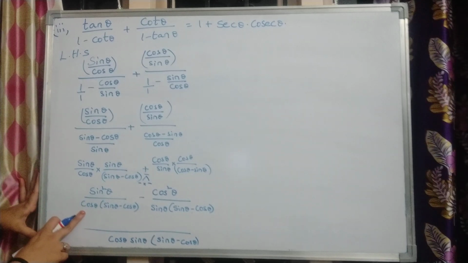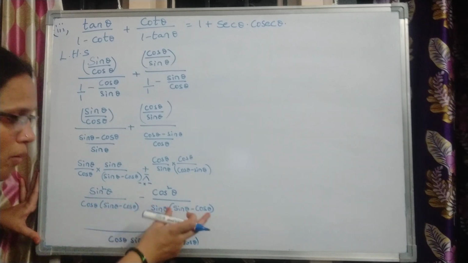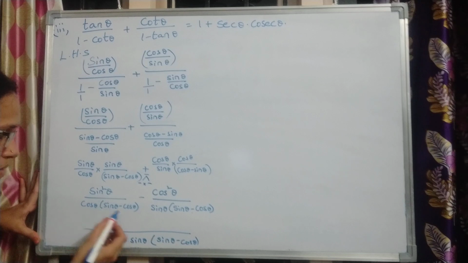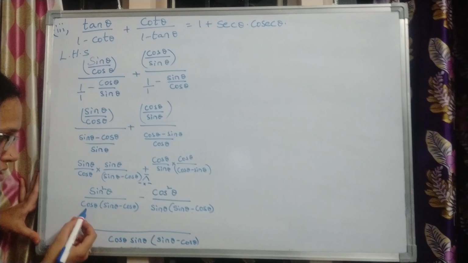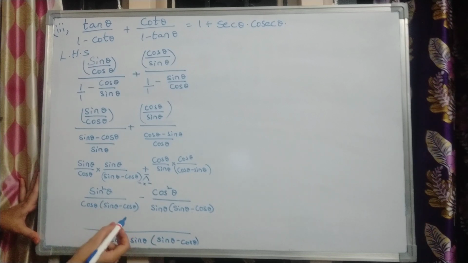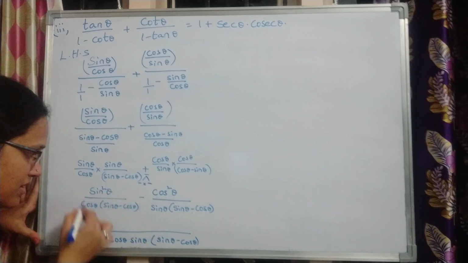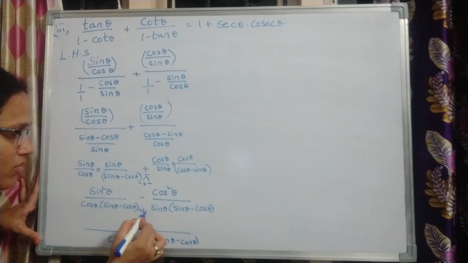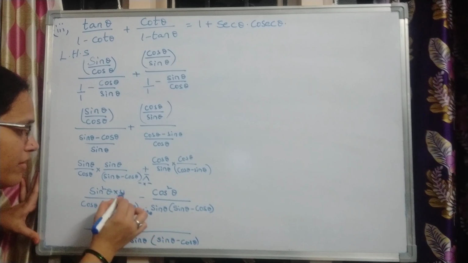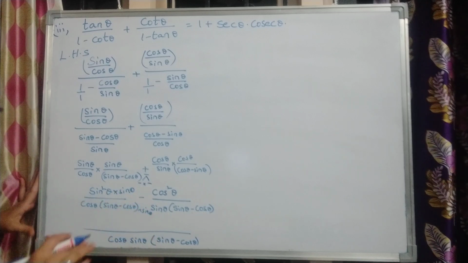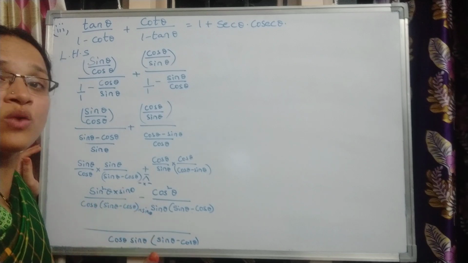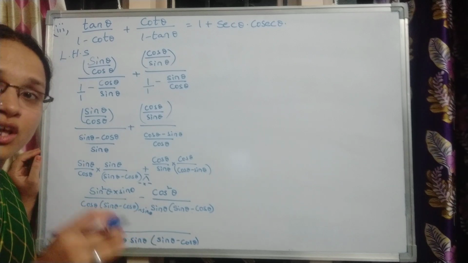Cos, that is the individual part, sine, and the common part here. Now, what is missing in the denominator? Cos theta into sine theta minus cos theta. So here sine is missing. So I need to multiply this fraction with sine. Here already you have sine square theta, so sine square theta into one more sine becomes sine cube theta.